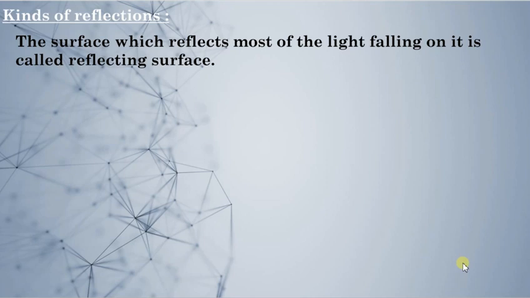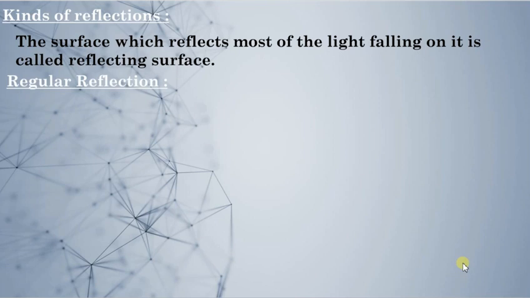The surface which reflects most of the light falling on it is called a reflecting surface. At your houses, you will be able to see your floor reflecting the light, so it's a reflecting surface. Similarly, a glass. These are all examples of reflecting surfaces. Now, there are two types of reflecting surfaces: regular reflecting surface and irregular reflecting surface. Let us see first the regular reflection.